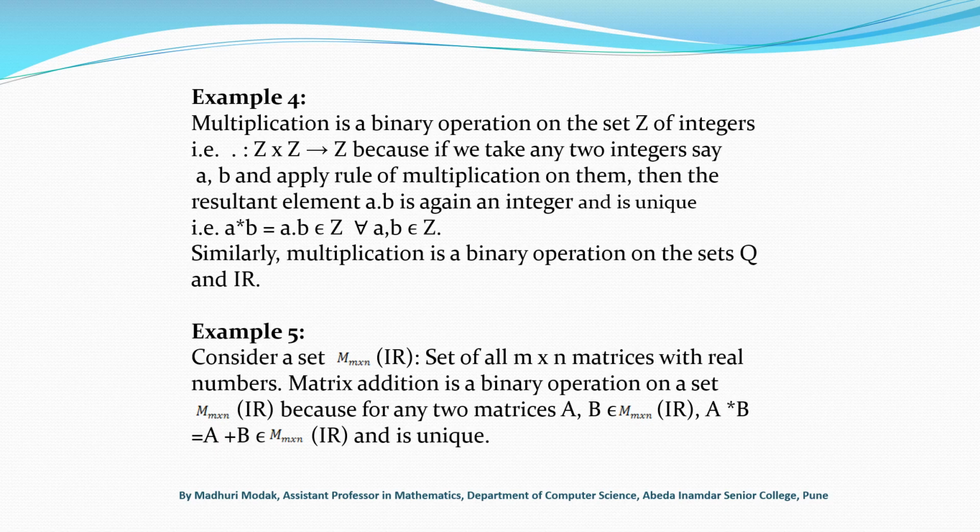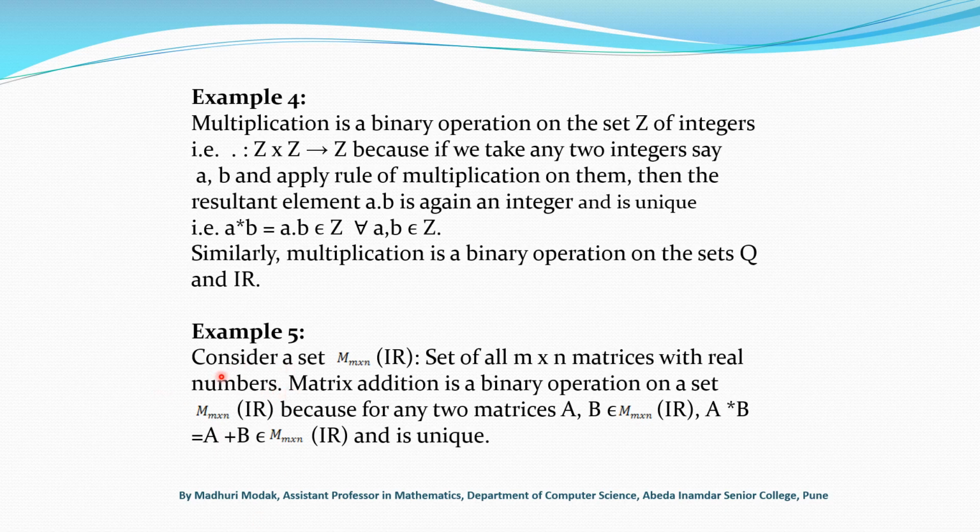So multiplication of two integers is a unique integer. So we can say that multiplication is also a binary operation on Z. Similarly, multiplication is a binary operation on Q, meaning the rational number set, and R, meaning the real number set.